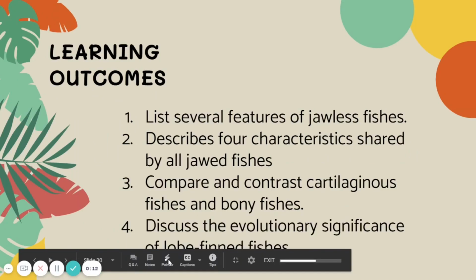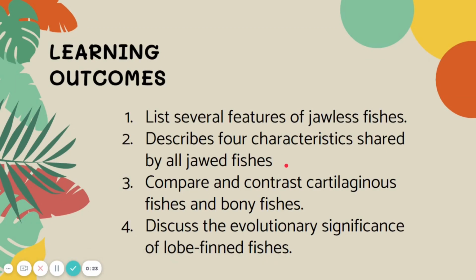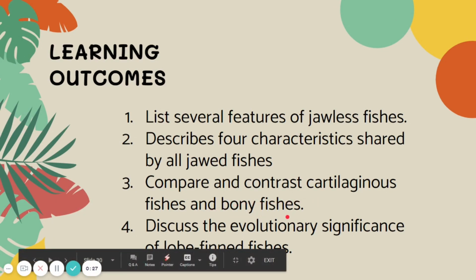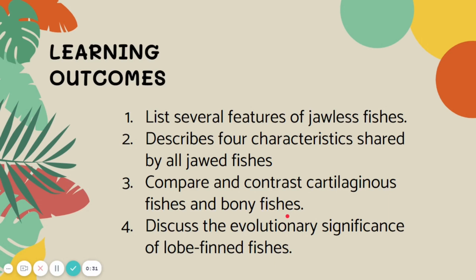For the learning outcomes, you will be able to list several features of jawless fishes. Next, you will be able to describe 4 characteristics shared by all jawed fishes. Next, you will be able to compare and contrast cartilaginous fishes and bony fishes. And the last one is, you will be able to discuss the evolutionary significance of lobe-finned fishes.